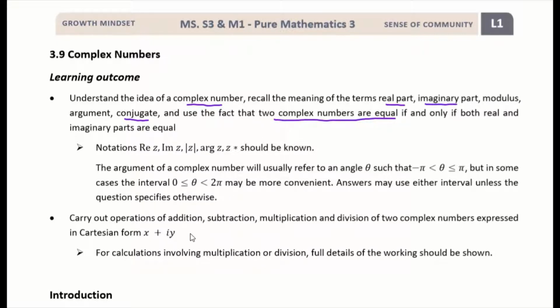Then the second one is, after you have a brief idea on what a complex number is, then we'll proceed with carrying out some simple operations, for example addition, subtraction, multiplication, and division, for terms that involve two complex numbers. Okay, so basically this is the whole idea of today's session. All right, so let's start with our introduction.